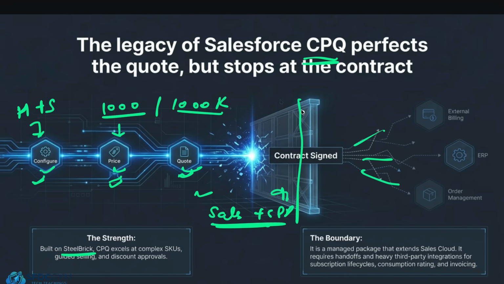For example, let's say the contract is finalized with this particular amount, but your different billing systems are there. Salesforce needs to know if the billing is done. The ERP needs to know if the orchestration is properly done. Order management, all those things are not well connected with your Salesforce. That was the major disadvantage of CPQ. There are other disadvantages as well. Let's discuss those as well.